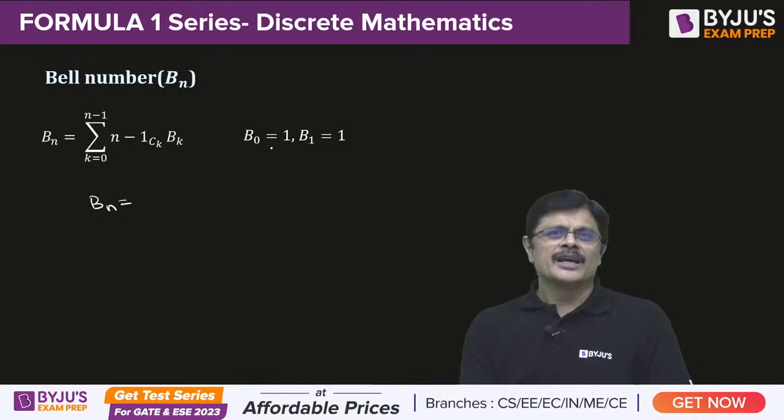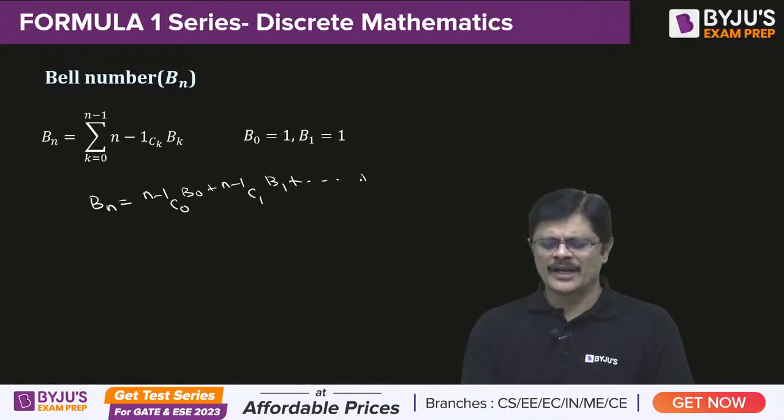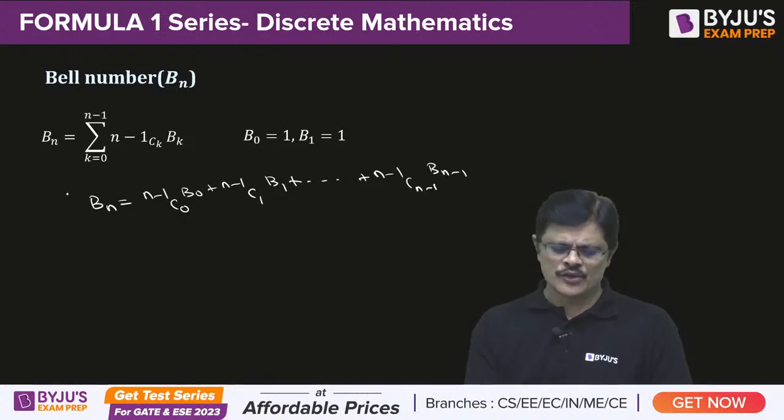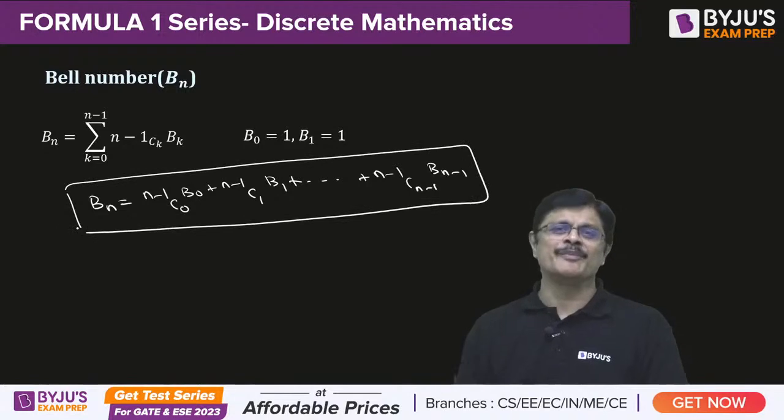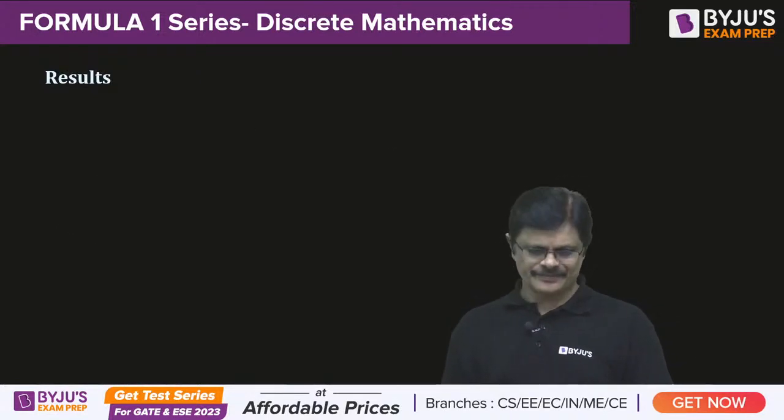We are going to start with (n-1)C0 B0, plus (n-1)C1 B1, plus and so on, up to (n-1)C(n-1) B(n-1). So this is how we can get the value for Bn, my dear friends, and it is one of the important formulae.